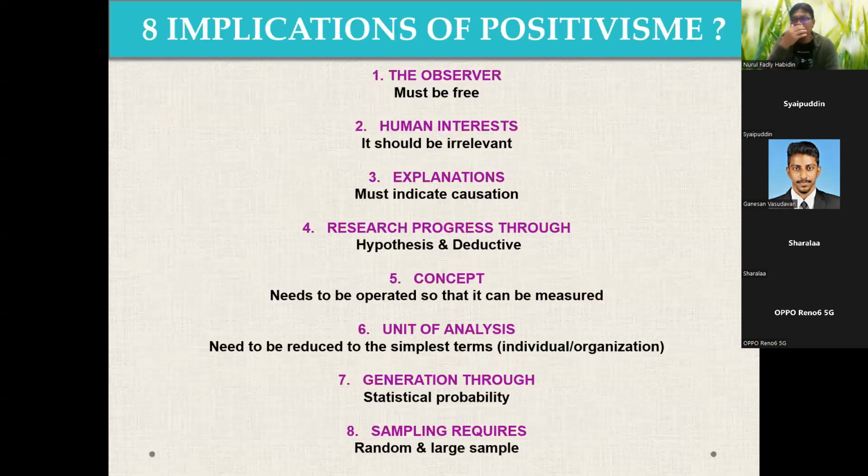So this is another point to be much clearer about positivism. I try to cover it in 8 points here. The observer must be free. This is different: in qualitative, the researcher is the observer. But in quantitative, the observer must be free. We are not the observer; we actually work based on our instrument. Our instrument is a questionnaire, so the observer is not included.